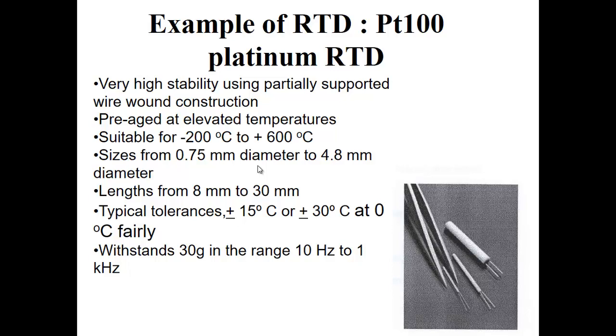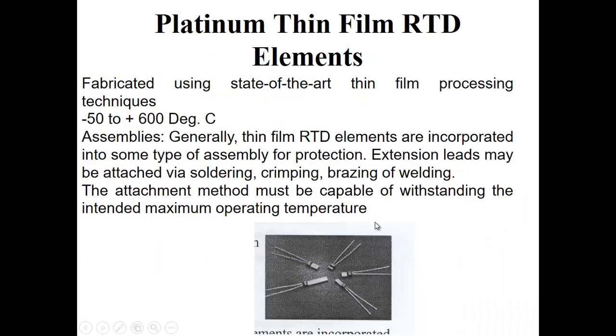Okay, and this is one example also for the platinum thin film RTD element, fabricated using state-of-the-art thin film processing techniques. The temperature limit is negative 50 to 600 degrees C, and generally thin film RTD elements are incorporated into some type of assembly for protection. Extension leads may be attached by soldering, crimping, brazing, or welding. The attachment method must be capable of withstanding the intended maximum operating temperature.